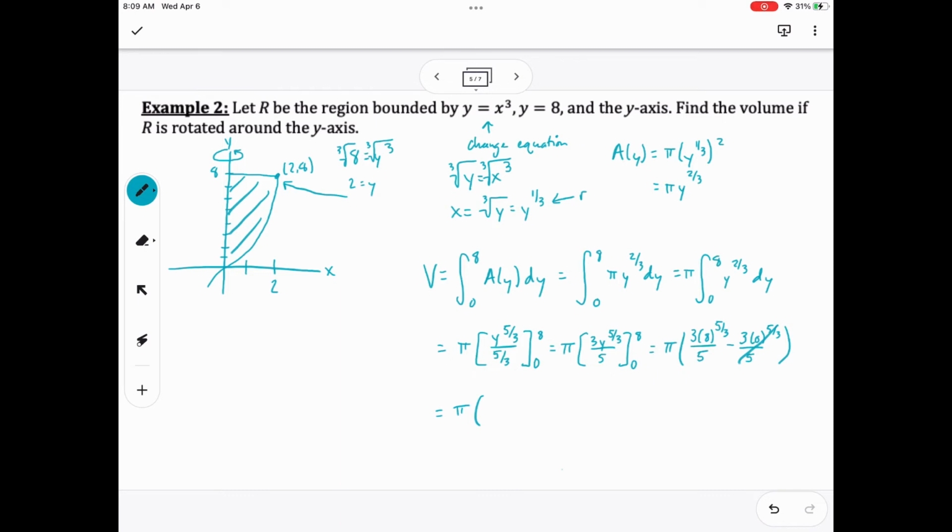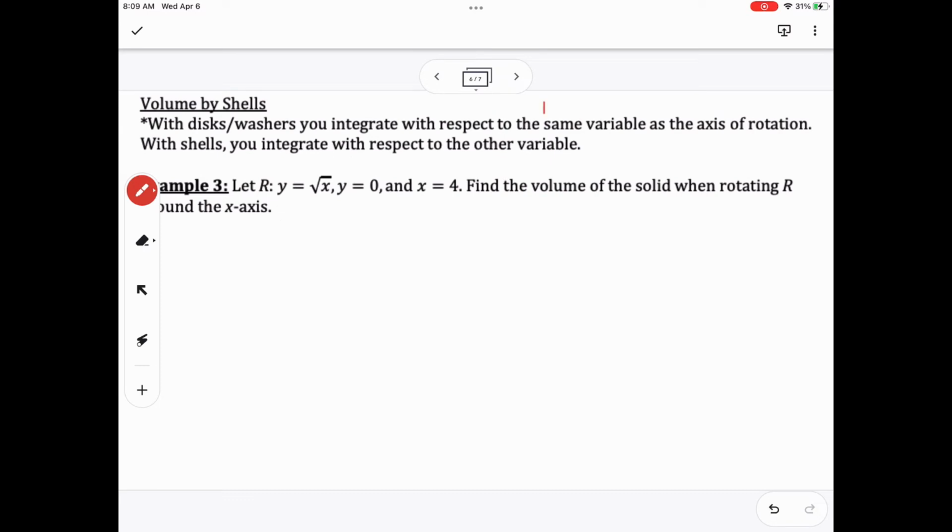Then inside there, that actually gets me 96 fifths. So my area for this, or my volume, should be 96 fifths pi.